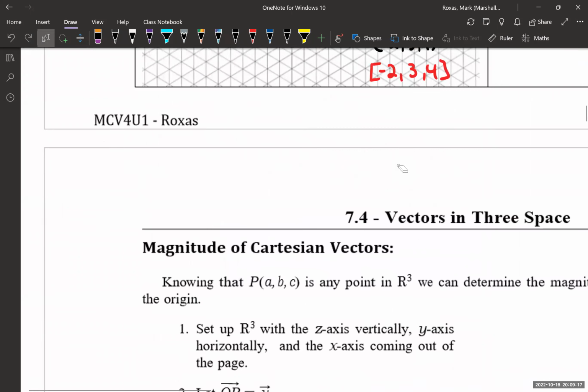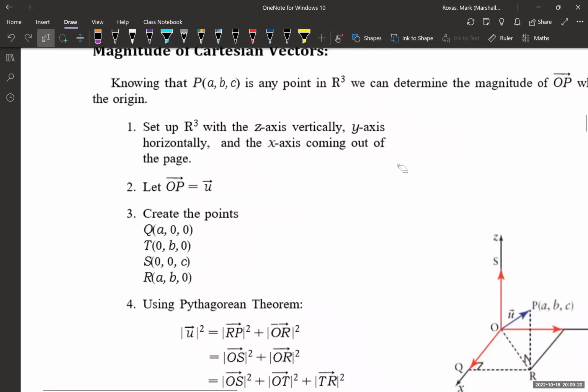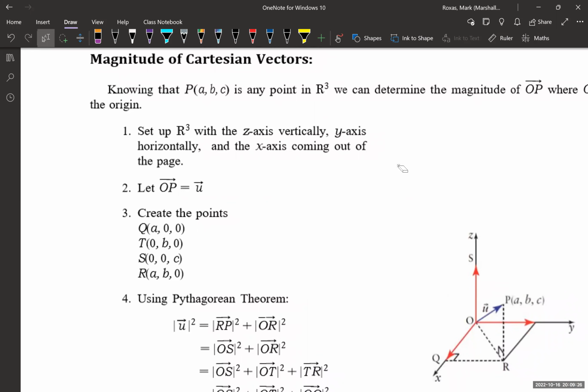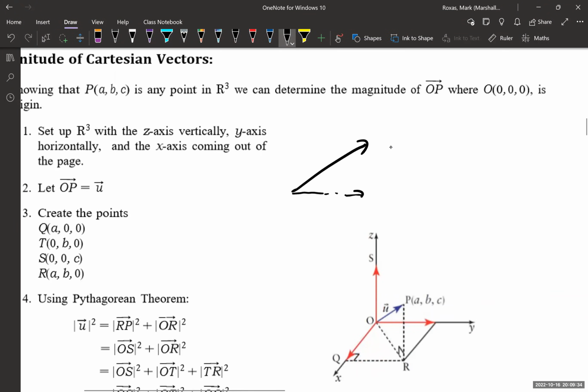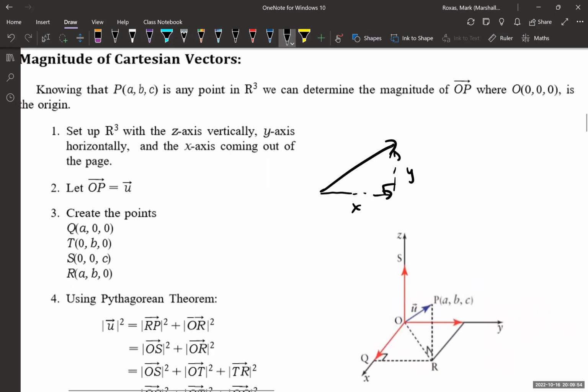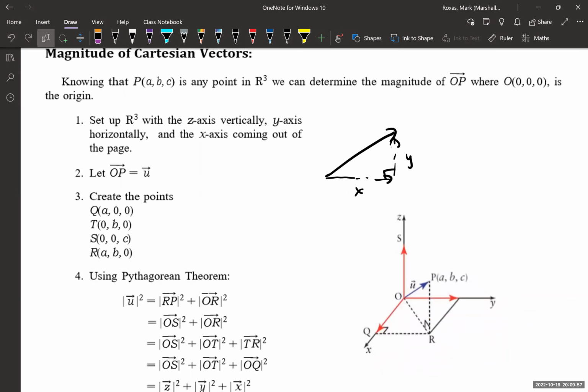Okay, let's have a look at the magnitude of a Cartesian vector. So what's the magnitude of a Cartesian vector in 3D space? In 2D space, we know it was the Pythagorean theorem, the two components, the xy components. If you had a vector, you'd have the x component and the y component, right? So the x component and y component are the legs of this right angle triangle, which you can use the Pythagorean theorem on to find the magnitude of the vector. Okay, and that was your magnitude. In 3D space, the magnitude of the vector is very similar, right?